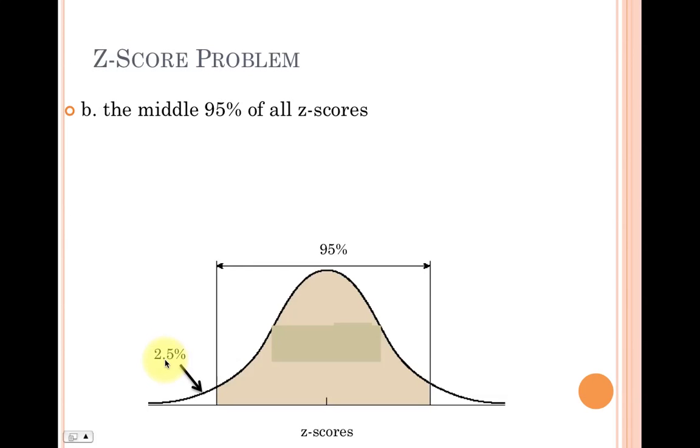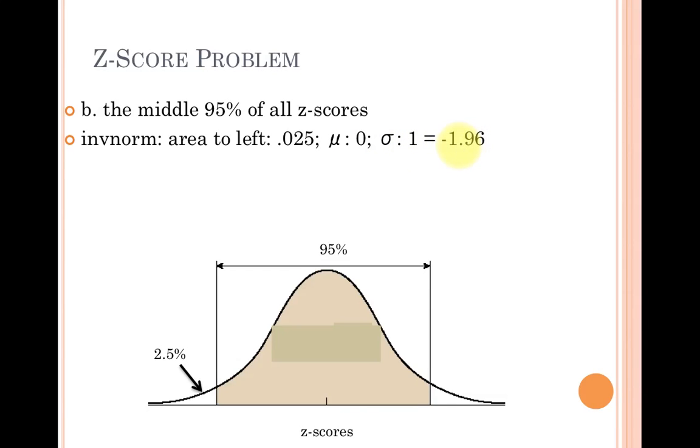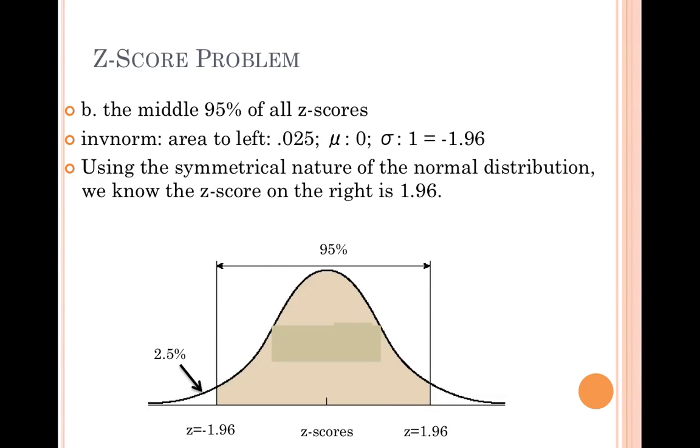0.025 for area to the left. So 0.025, the mean is 0, standard deviation is 1, and when we do that on the calculator, we'll get a negative 1.96, and by the same concept as the previous slide, the z-score that cuts off the top unshaded tail from the middle 95% must be a positive 1.96. So we have a z of negative 1.96 and a z of positive 1.96 cutting off the middle 95% of area.